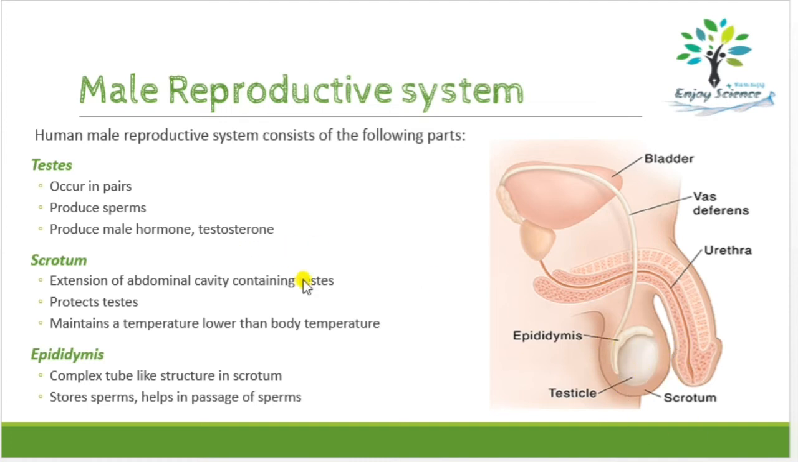The next structure is the epididymis. Here you can see the structure on top of the testis. It is a highly coiled tubular structure, and the function of the epididymis is to store the sperm temporarily. After the sperms are produced, they are stored in the epididymis, and from the epididymis other ducts are connected through which sperms are transferred.